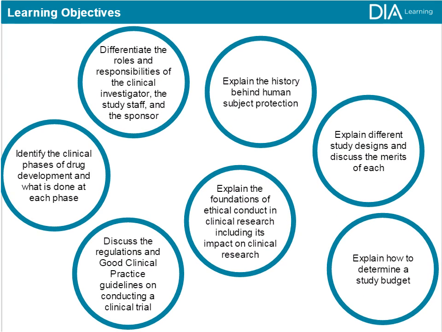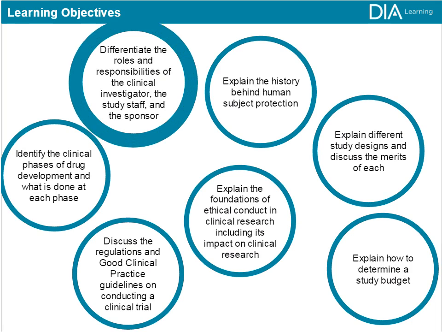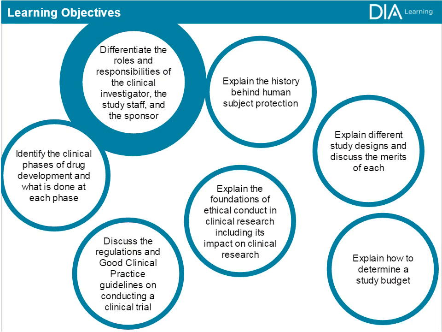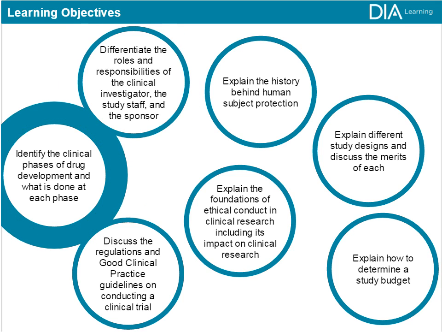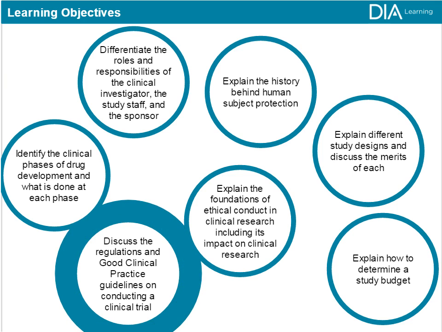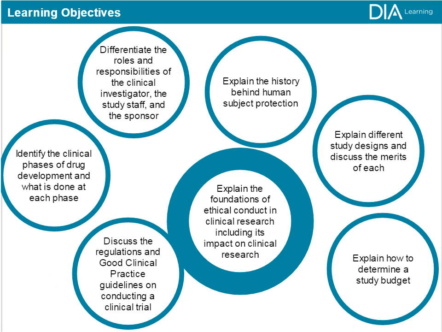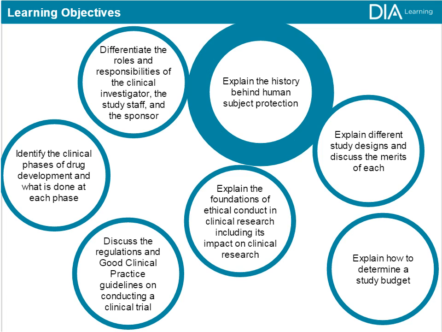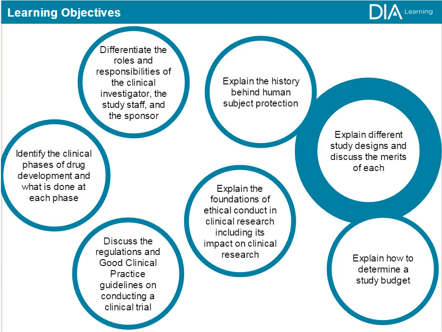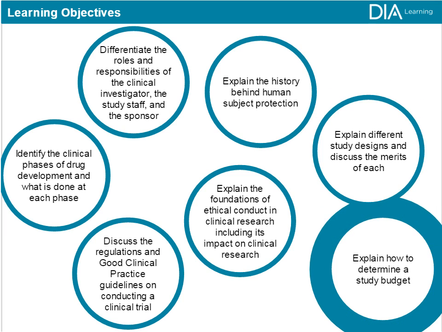After completing this activity, you should be better able to differentiate the roles and responsibilities of the clinical investigator, the study staff, and the sponsor. Identify the clinical phases of drug development and what is done at each phase. Discuss the regulations and good clinical practice guidelines on conducting a clinical trial. Explain the foundations of ethical conduct in clinical research, including its impact on clinical research. Explain the history behind human subject protection. Explain different study designs and discuss the merits of each. And explain how to determine a study budget.